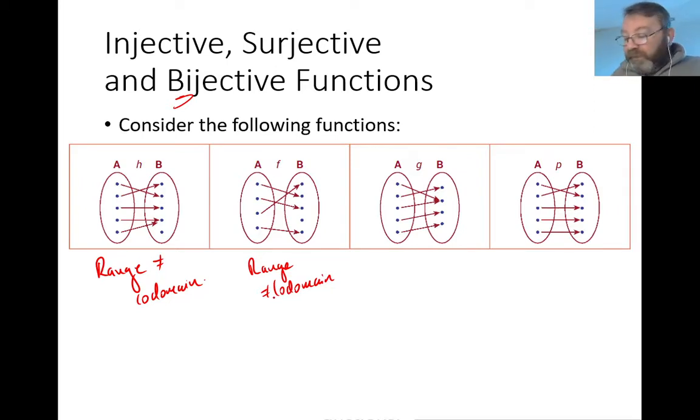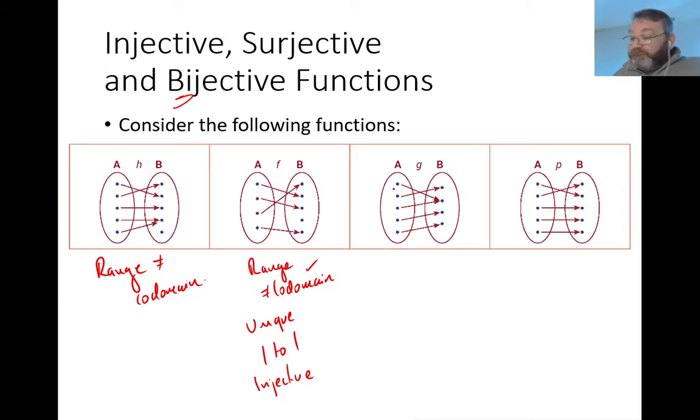The last test for injectivity is this. Do all the domain values have a unique range value? And the answer is yes, because this one here goes to the first of B, this one goes to the third, this one goes to the second, and this one goes to the fourth. So in this case, the range and codomain are not the same, and there is a unique relationship, or a one-to-one relationship between the elements in my domain and the elements in my range. Okay, so that is a test for injectivity, which is passed. So that is an injective function.